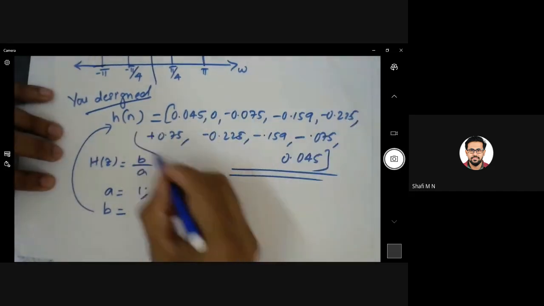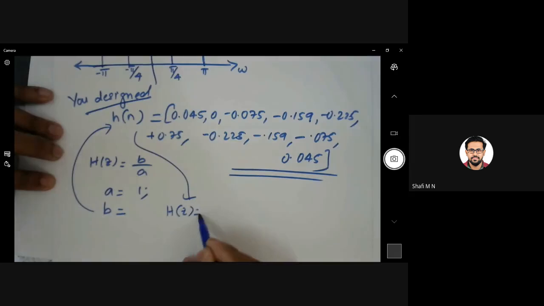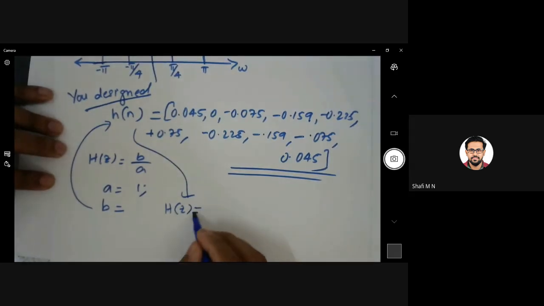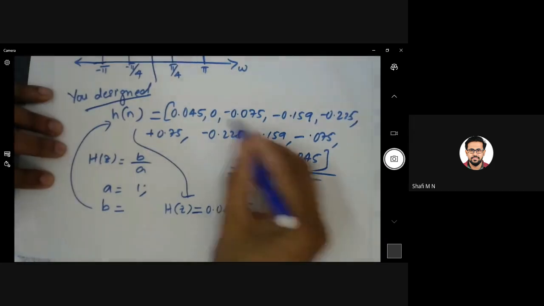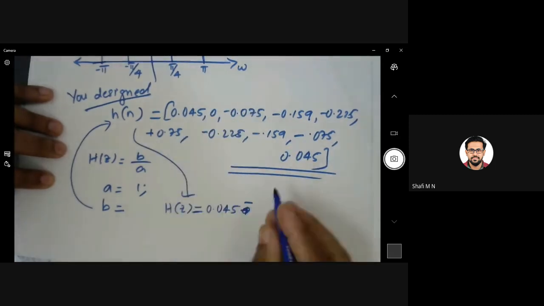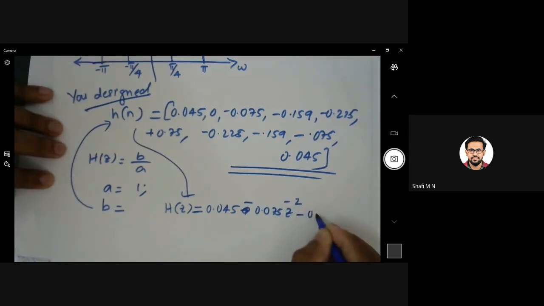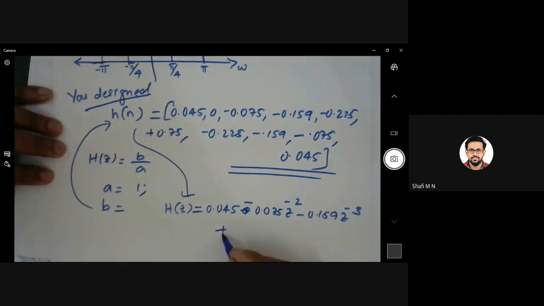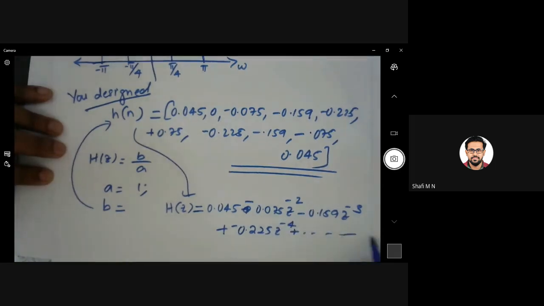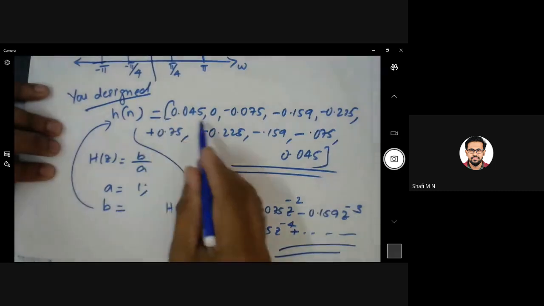H of z, what is the transfer function from this? H of z equal to, anyone? 0.045 plus, sorry, minus, plus 0 z raised to minus 1, minus 0.075 z raised to minus 2, minus 0.159 z raised to minus 3, minus 0.225 z raised to minus 4, plus etc. This is your transfer function. What we need are its coefficients. B is the numerator coefficient, so exactly the same matrix. This is your B matrix.